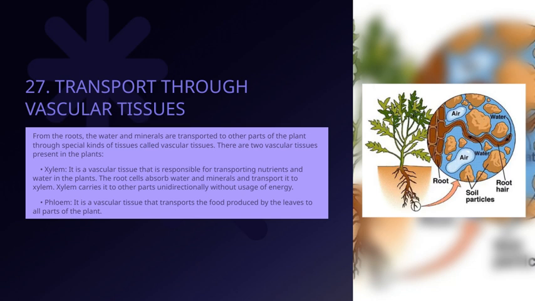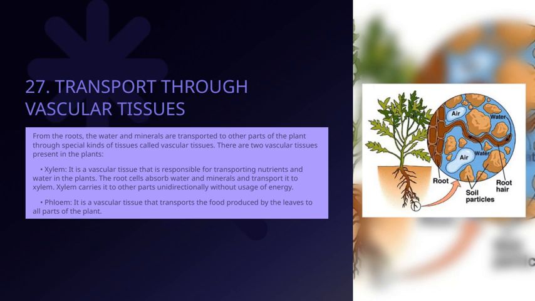It's responsible for carrying water and minerals absorbed by the root cells up to the leaves and other parts of the plant. An interesting point is that this process happens unidirectionally, meaning the water only moves upward, and it doesn't require energy from the plant. It's driven by natural processes like evaporation and root pressure.